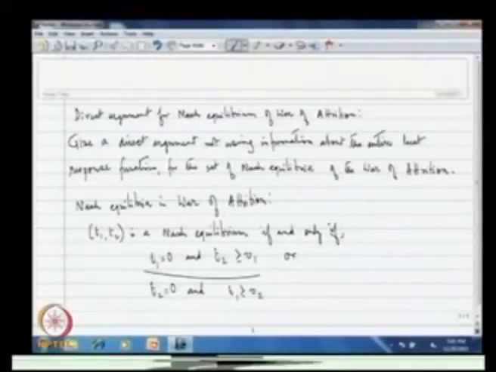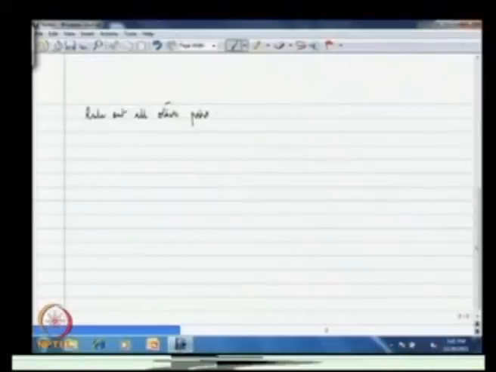Now, how do we prove that these are indeed the Nash equilibria? What we are going to do is rule out all other pairs of T1 and T2 as candidates for Nash equilibrium. So, what is the complementary set, or what are the other possibilities?